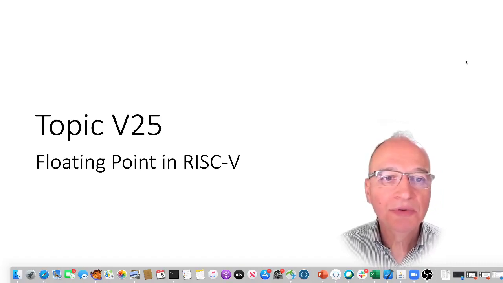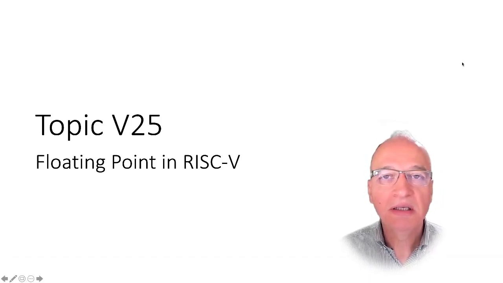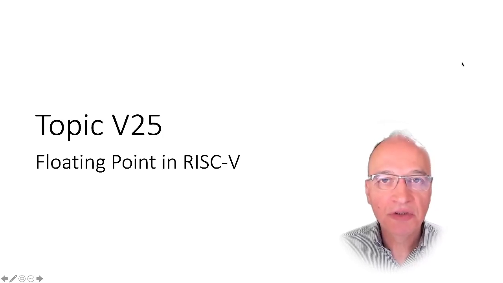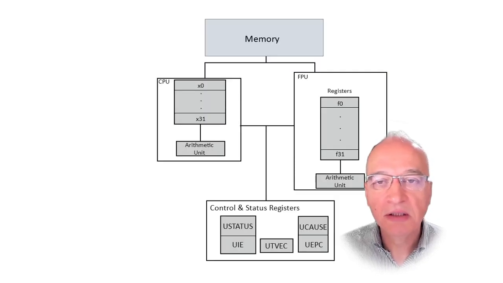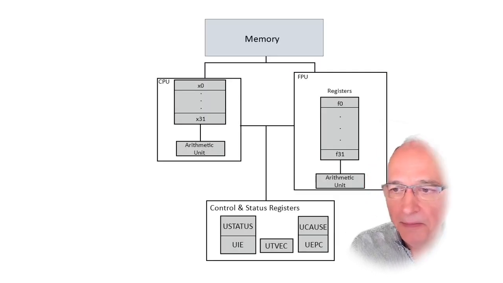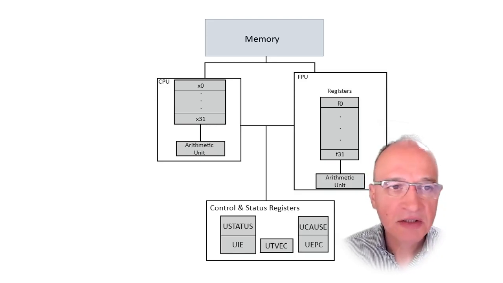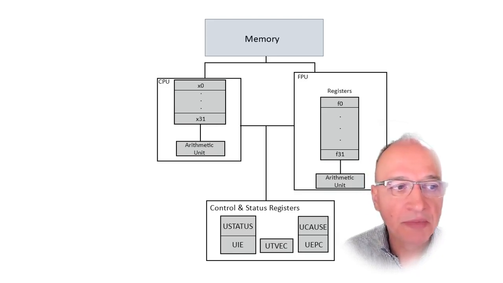So in this lecture, we'll look at the floating point instructions that we have in RISC-V that we can use in programs that we write in RISC. So first of all, let's look at the model that we have for the machine.